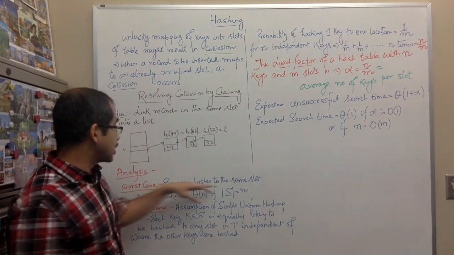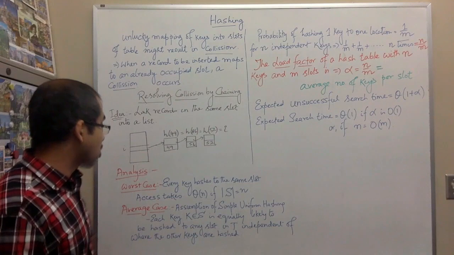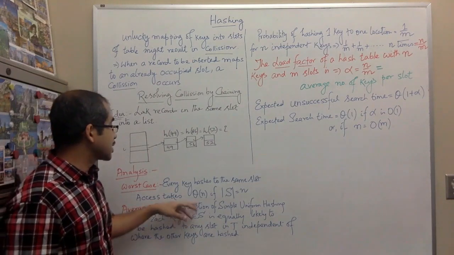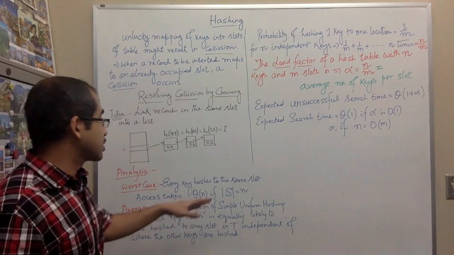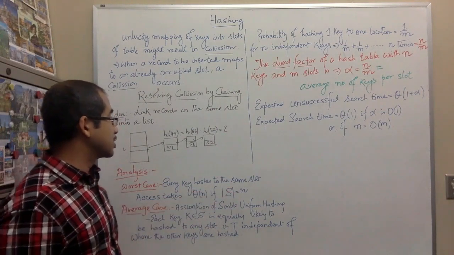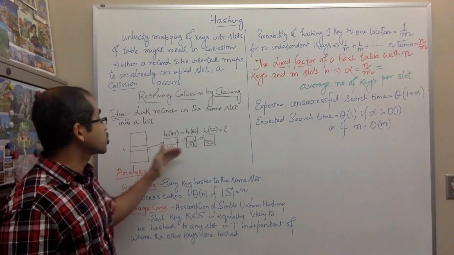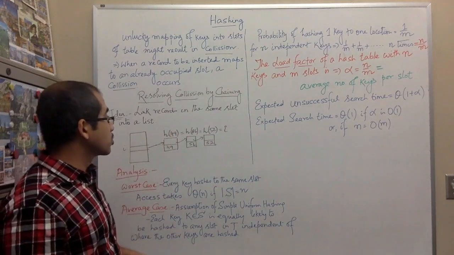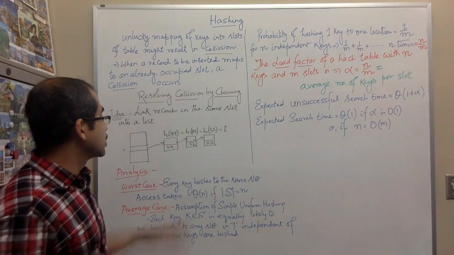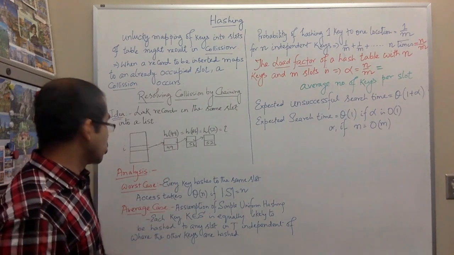So every key hashes to the same slot, and the access will take theta of n time in the worst case, if the size of S equals n. That means if the number of keys is n, and all of them hash to the same location, then you have to go to that location and look through the linked list to find out which key you are looking for.